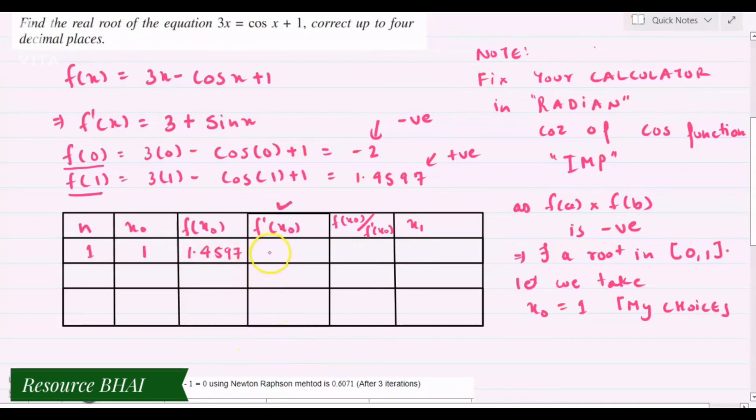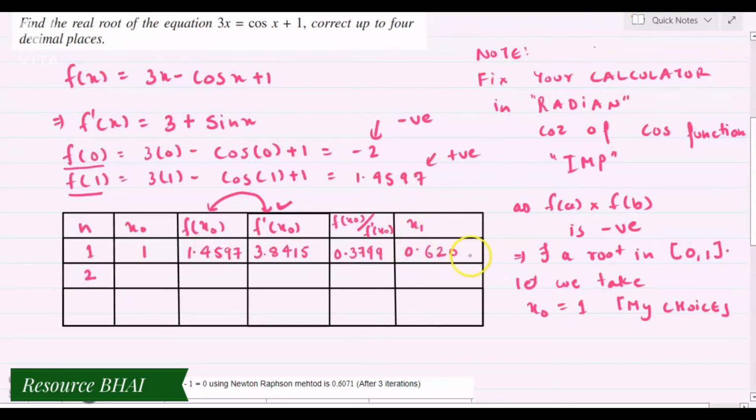Now let us calculate the derivative value at 1. It was 3 plus sin x, so if you put it in, you will get 3.8415. Now we divide these two values. It is coming out to be 0.3799. For x1, take the difference of this value, 0.3799, from 1. It will be nothing but 0.620. Now let us go with the second iteration.